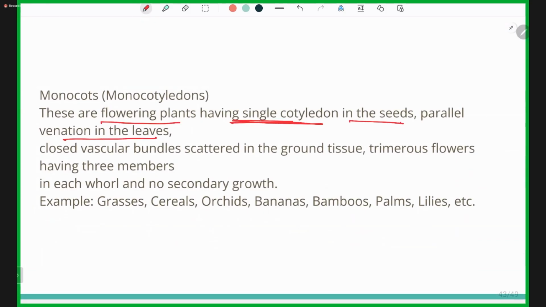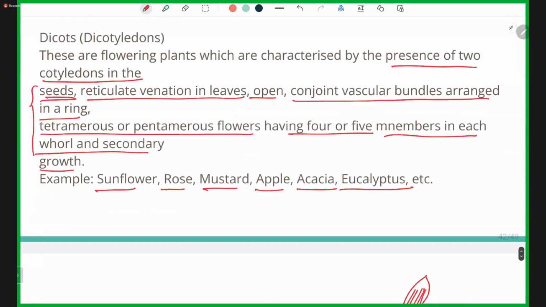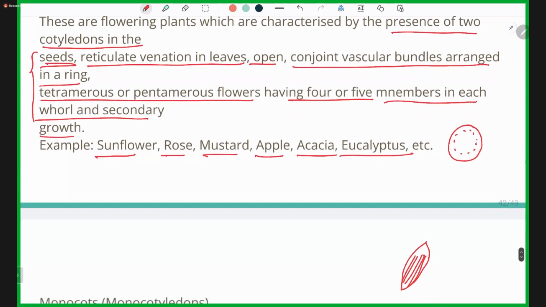Parallel venation in the leaves. The parallel venation looks like this. Parallel venation, closed vascular bundles scattered in the ground tissue. The arrangement of vascular bundles in the dicots: it has conjoint vascular bundles which are arranged in a ring. So there is a ring formed if you see the cut section of the stem.